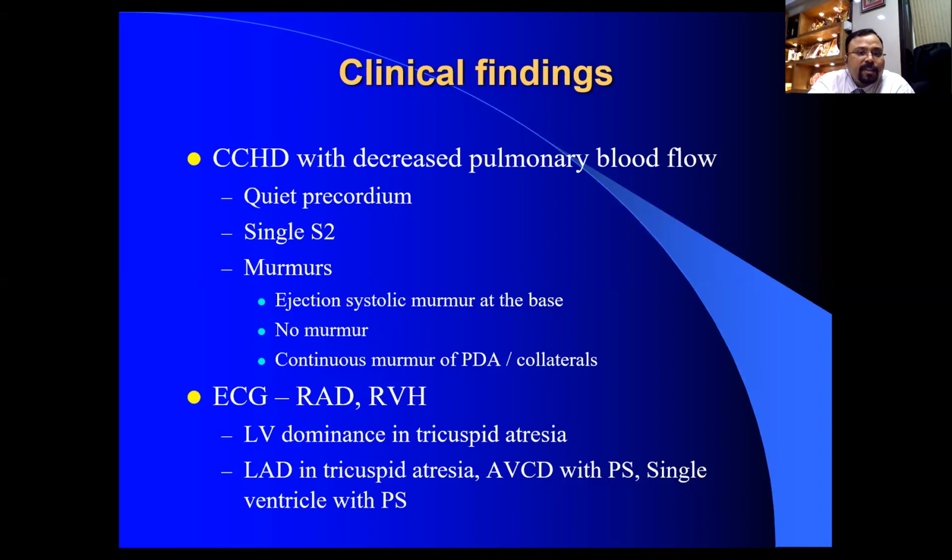In tricuspid atresia, as we have discussed, we'll see LV dominance. So there will be LV forces in leftward leads like V4, V5, V6. You will see tall R waves plus left axis deviation in tricuspid atresia because of dilated left atrium and left ventricle, plus AV canal defect with pulmonary stenosis. You will see left axis deviation, and in single ventricle with pulmonary stenosis, you will see left axis deviation.